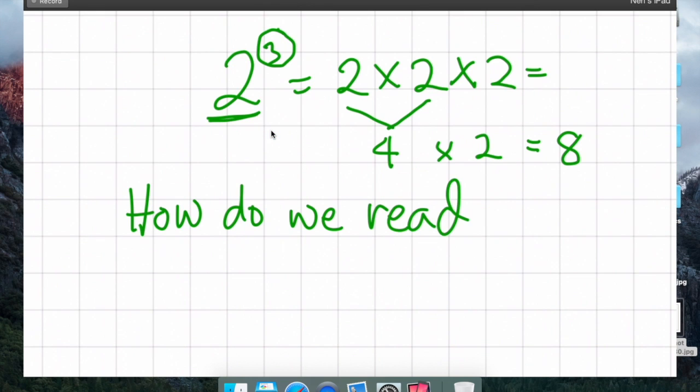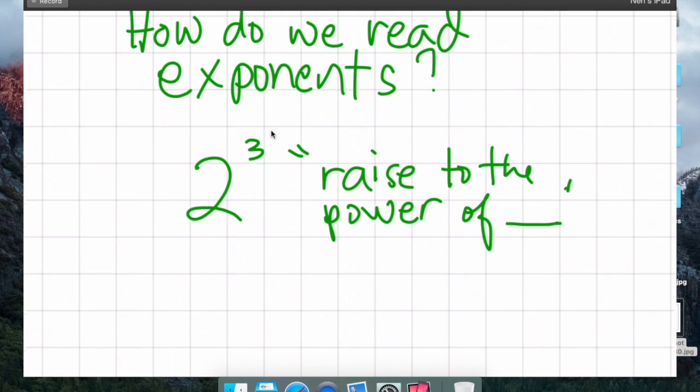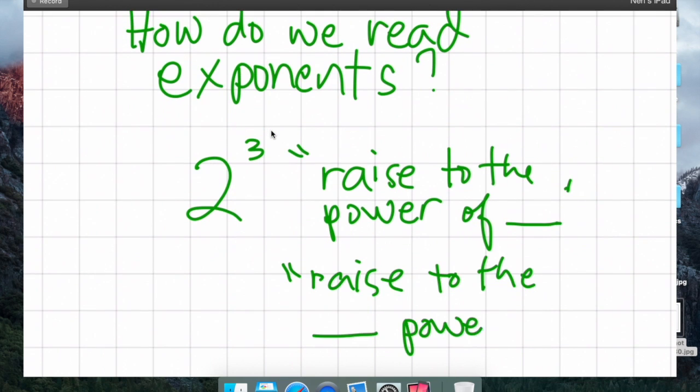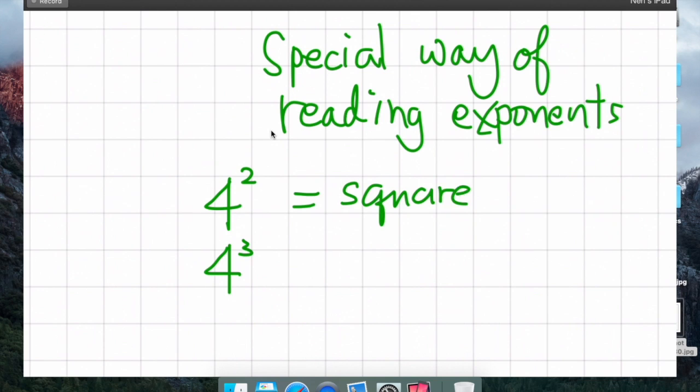Now how do we read exponents? An exponent can be read this way: raised to the power of, let's say, 3, or raised to the third power. There are 2 exponents that have special names. This one is raised to the power of 2, or we simply say squared. You can call this 4 squared. And the other one with a special name is 4 raised to the power of 3, or we simply say cubed.